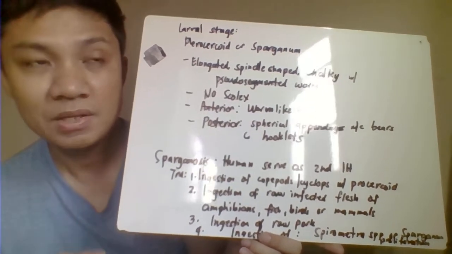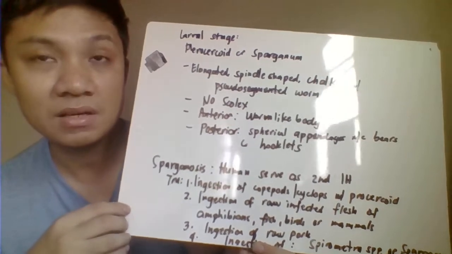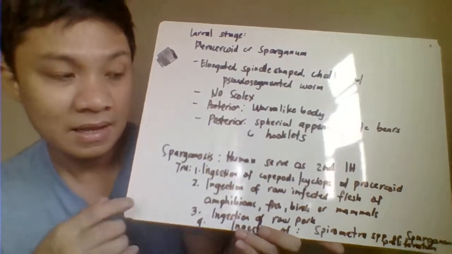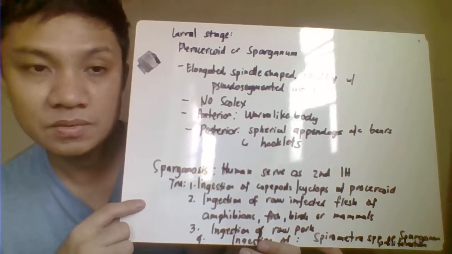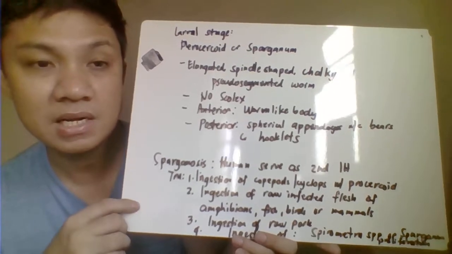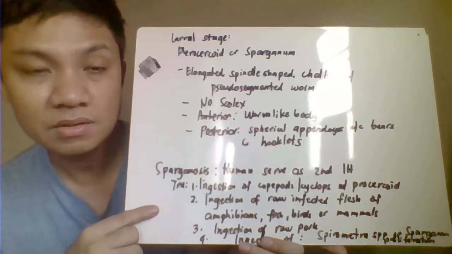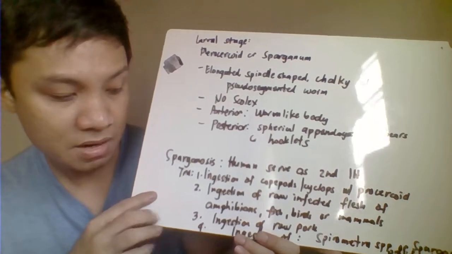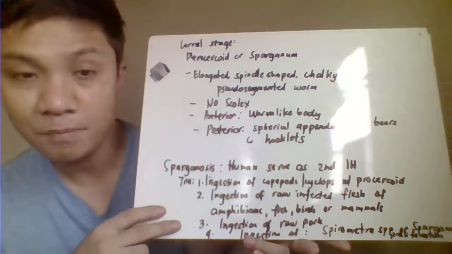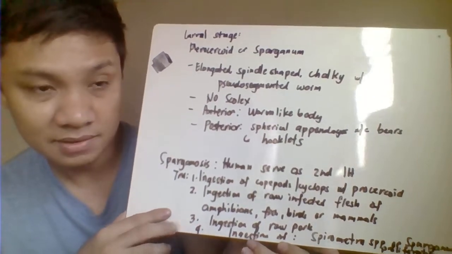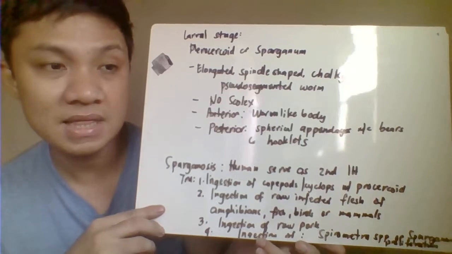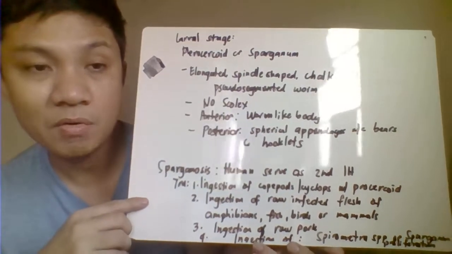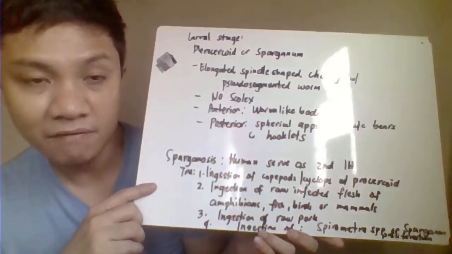So, mean to say, the human could serve here as second intermediate host where the procercoid will develop here to become plerocercoid sa human. If again, you try to ingest here the first intermediate host, the copepods or cyclops containing here the procercoid larva. Or you try to ingest here the raw infected fish or amphibians. We have also here consumption of your raw pork. Or you could also here ingest other species of the parasite containing the plerocercoid larva like in the Spirometra species or your Sparganum proliferatum.